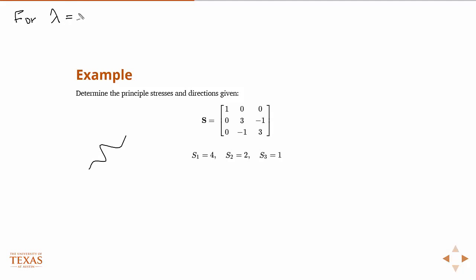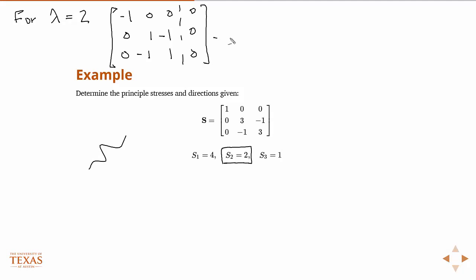So for lambda equal to 2, that's our second eigenvector. For lambda equal to 2, we have the matrix with rows minus 1, 0, 0; 0, 1, minus 1; 0, minus 1, 1. This is the equation we're solving. So what should we do? Maybe just add the second row to the third?